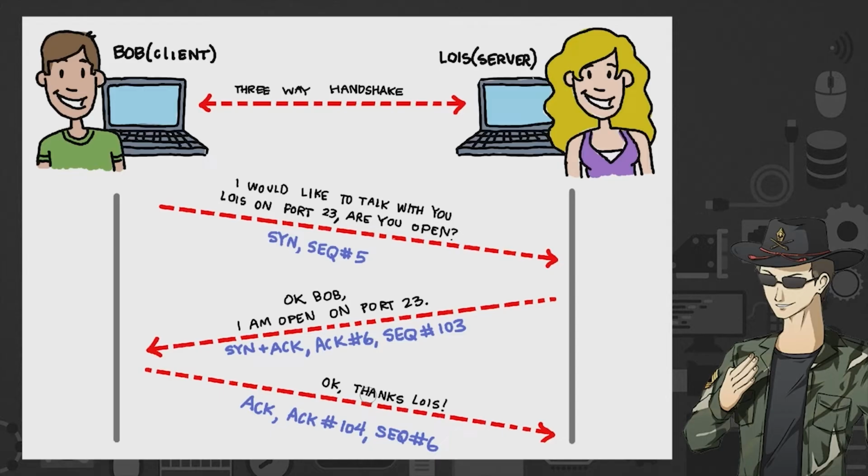Those of you that have military experience totally get what's going on here. So we're going to acknowledge the acknowledgement with acknowledgement 104, following the sequence packet of 103 that came over from Lois. And then that packet overall is going to have a sequence number 6 because it's following the original SYN packet that Bob sent over to Lois and the server to begin with. This is basically the breakdown of the three-way handshake. Any communication that starts on TCP, you should see this three-way handshake between the client and the server. So 2 packets from the client, 1 from the server.